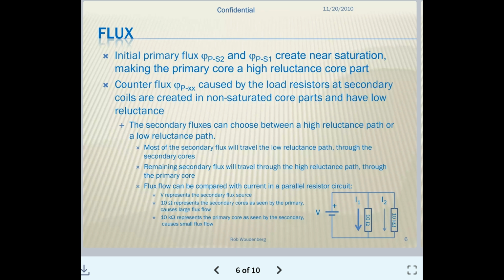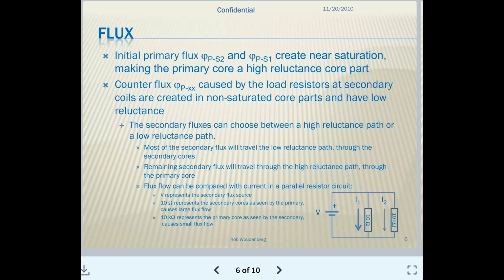Through the primary core, flux flow can be compared with current in a parallel resistor circuit. V represents the secondary flux source. 10 represents the secondary cores as seen by the primary, causes large flux flow. 10K represents the primary core as seen by the secondary, causes small flux flow. 10K, V, I1, I2. Confidential, November 20, 2010. 6.